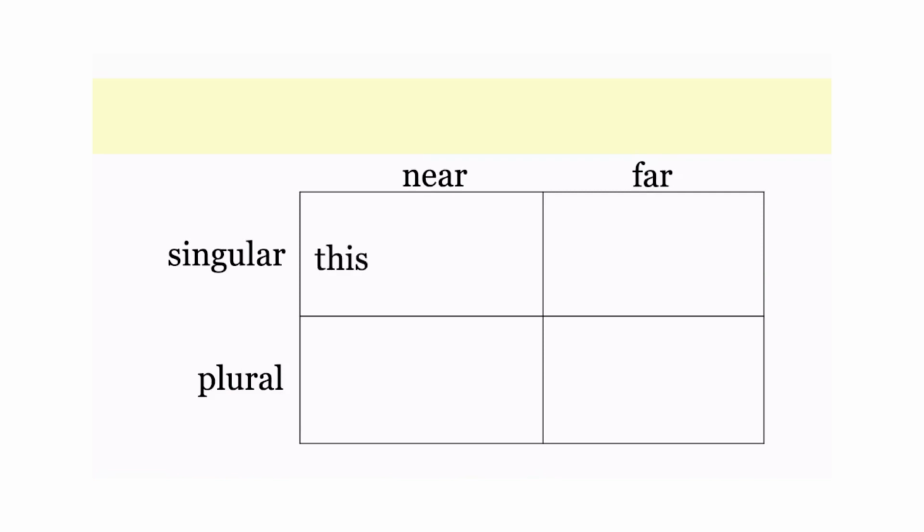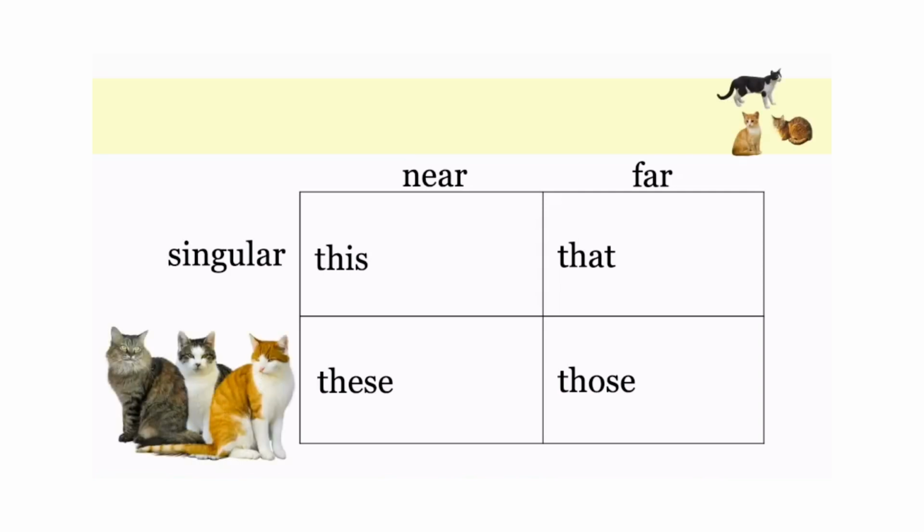This describes something that is singular and near. That describes something that is singular and far. These is plural and near, and those describe something plural and far. Maybe this doesn't make sense with just the words, so let's look at a room full of cats.